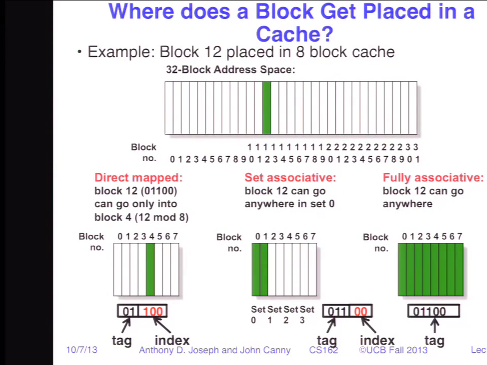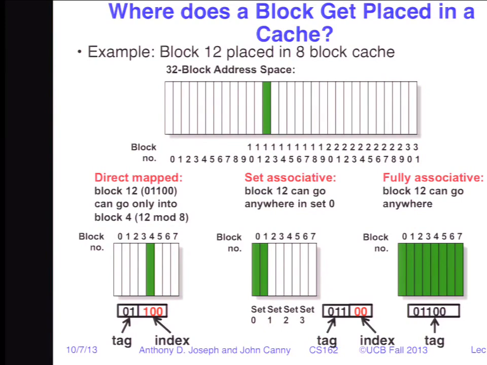Question in the back? Going into set 0 because it's 12 mod 4, yeah? Yes. That's correct. Okay. Yeah, this is actually a 4-way set associative cache.